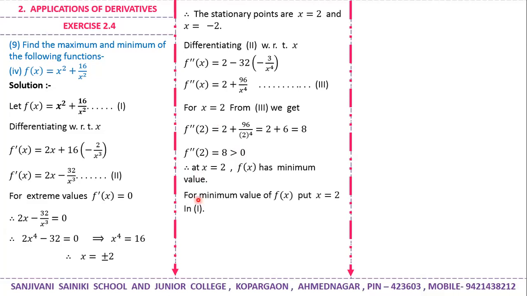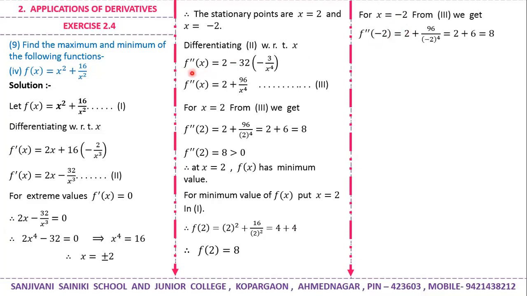And the minimum value is obtained by using f of 2. It comes out to be 8. Now the second stationary point x is equal to minus 2. Put x is equal to minus 2 in f double dash.